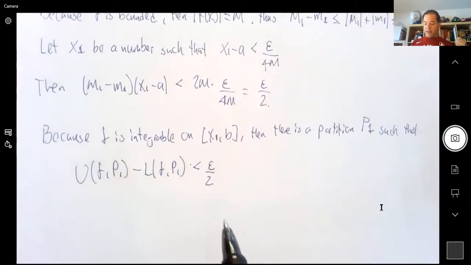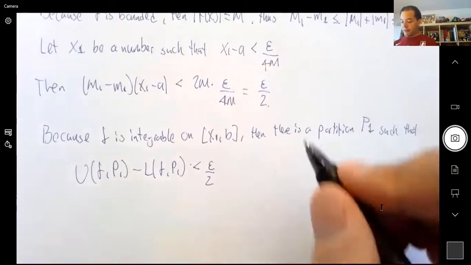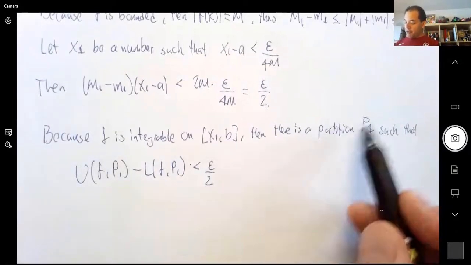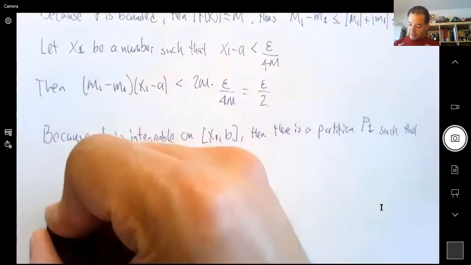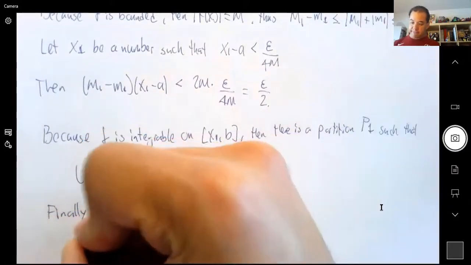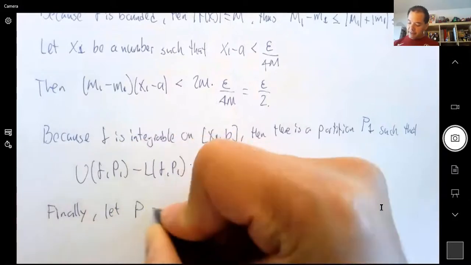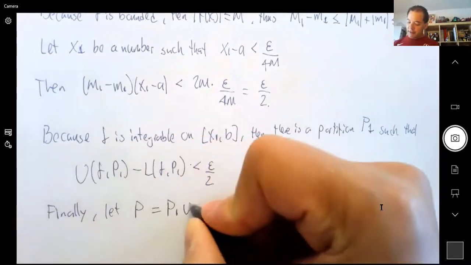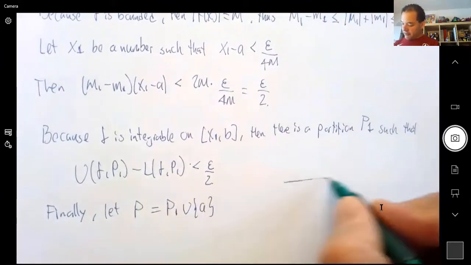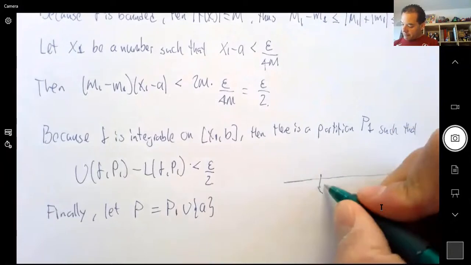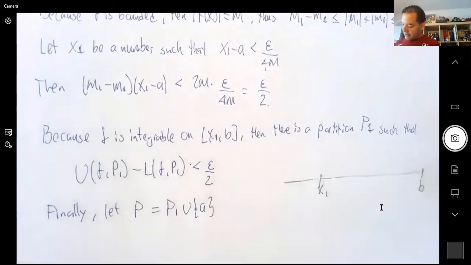All right. And now I'm going to create the partition for the big set. What's going to be the partition for the big set? Well, pick P1 and add A. So finally, let P be P1 and add A, right? So I had a partition. Let's make a picture here. So we had x1 and B, and this had some partition.